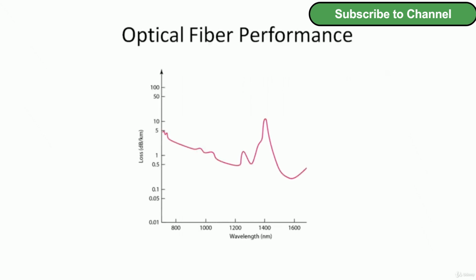Then the performance of this optical fiber cable, you can see this as wavelength increases. Before that it is somewhat constant, but as it increases, the loss somewhat increases at this point. But here it is decreasing. Okay, so this is the performance of the fiber optic cable.